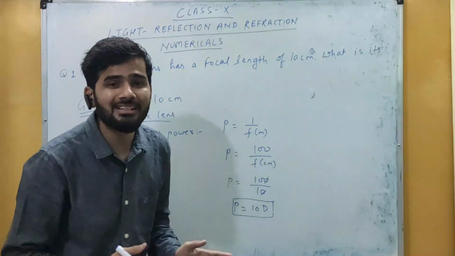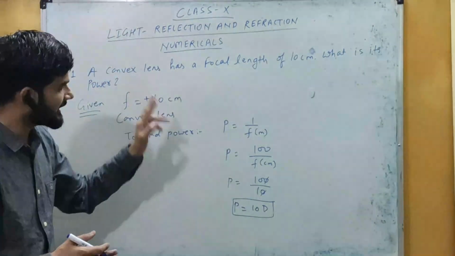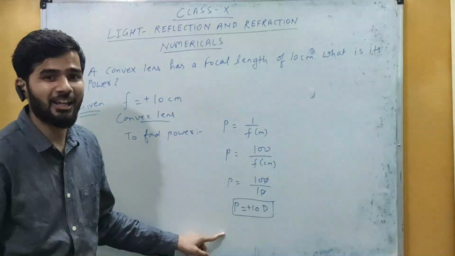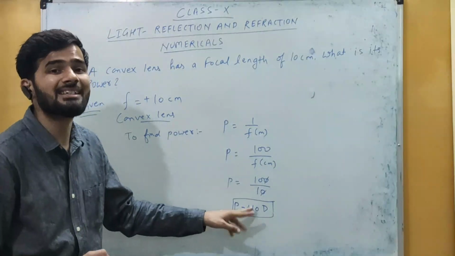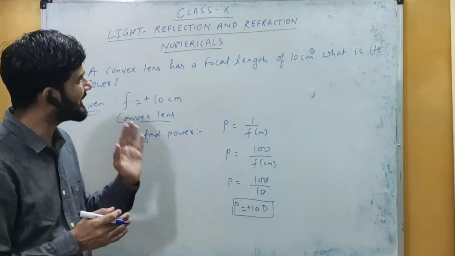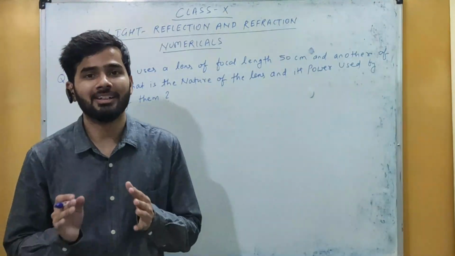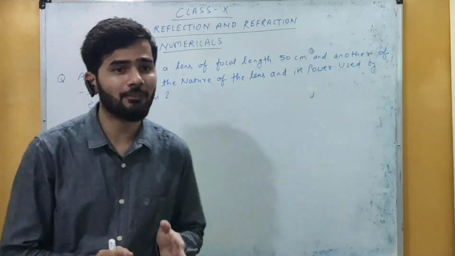So for a convex lens of focal length 10 cm, its power will be 10 diopter, or you can say it will be plus 10 diopter. Wherever you have plus, it means the lens is convex. Okay, so in this way you can solve the numerical based on the power of lens. So now let us take one more numerical based on the power of lens.